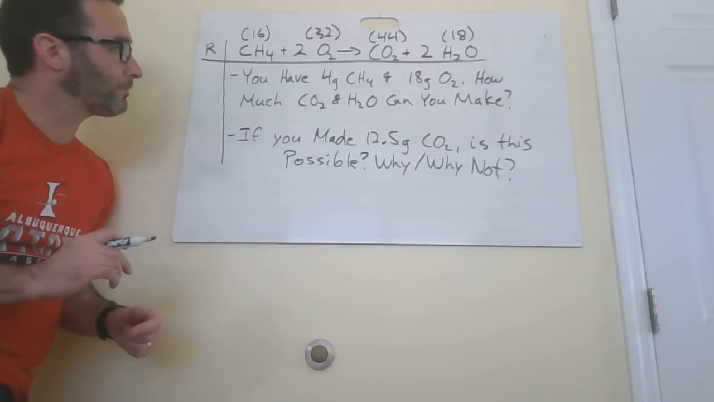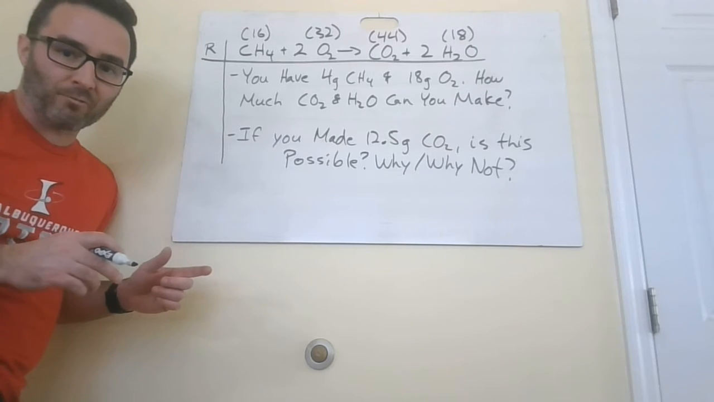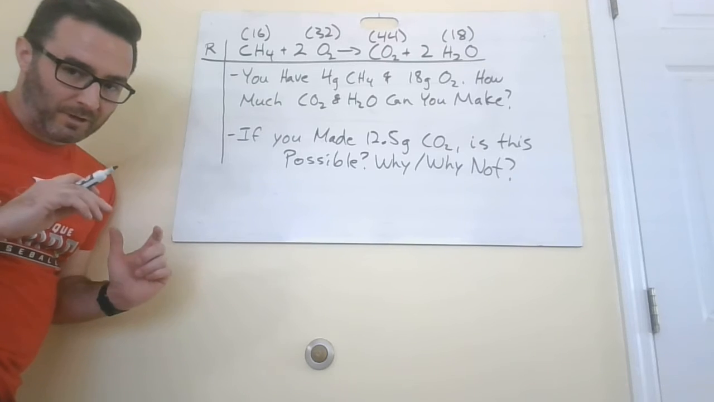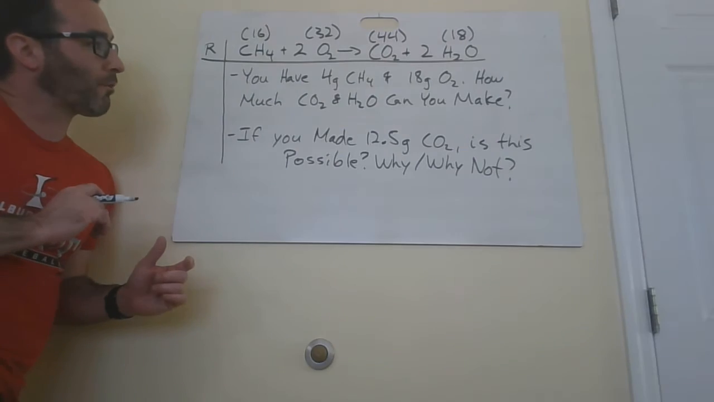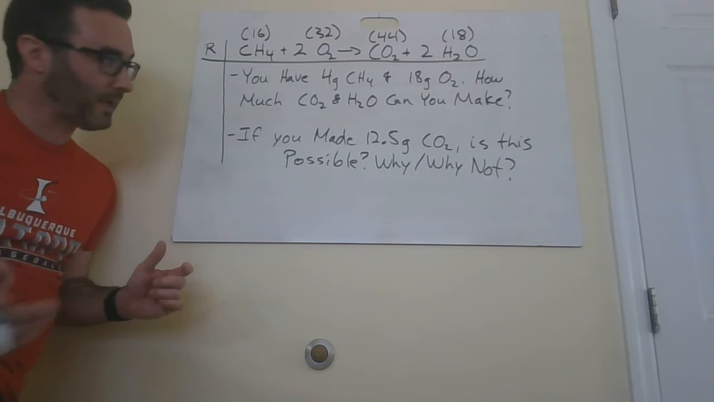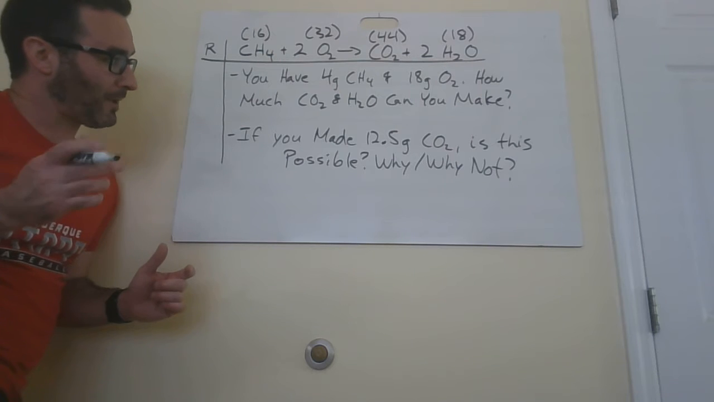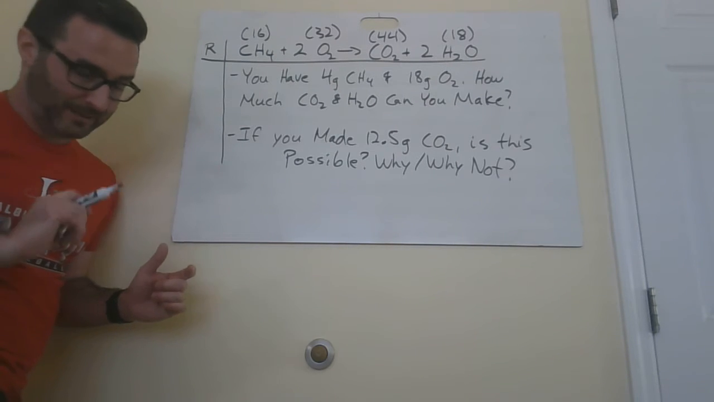Last concept here. So we're still talking percent yield, added another wrinkle to this now. So you've seen this reaction before, so I didn't want anything to be a surprise. So you have 4 grams of CH4, methane, and 18 grams of oxygen. How much carbon dioxide and water can you make? So let's get back to that in a second.